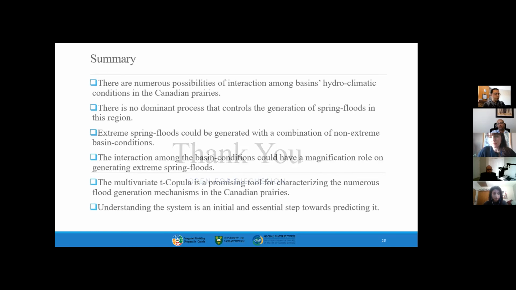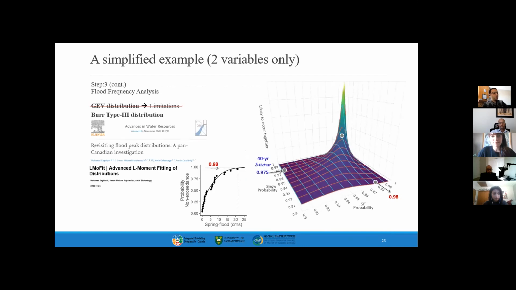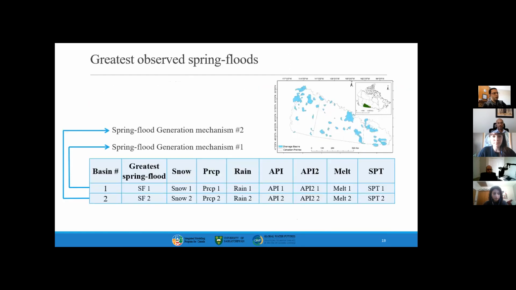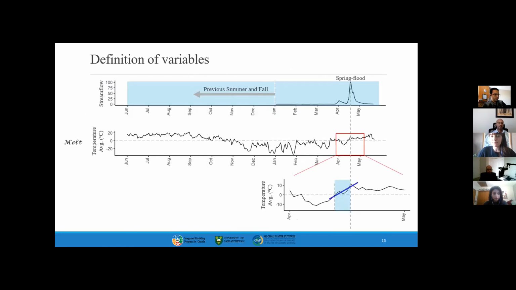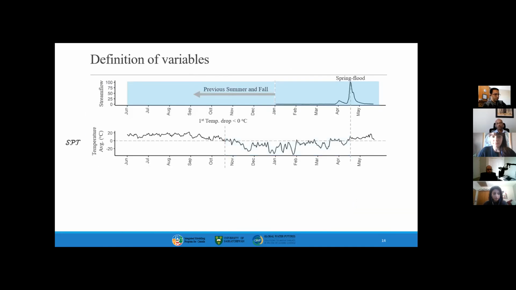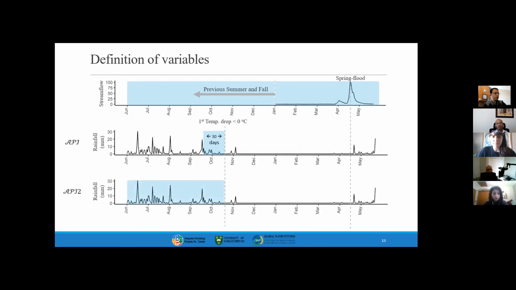So let me go to that slide. When we define the API 2, here API 2 accounts, as we said, for the total rainfall that occurred from June 1st to the time when the temperature drops below 0. And the point of doing that is to account for the bathing conditions during the previous summer.